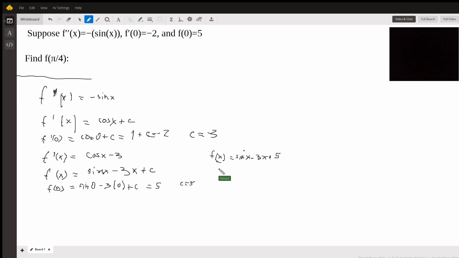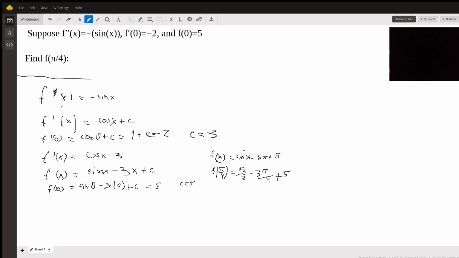And finally, we have to know f of pi over 4. The sine of pi over 4 is just square root of 2 over 2, minus 3 times pi over 4, plus 5. So that would be our answer. And we're done just by plugging in.